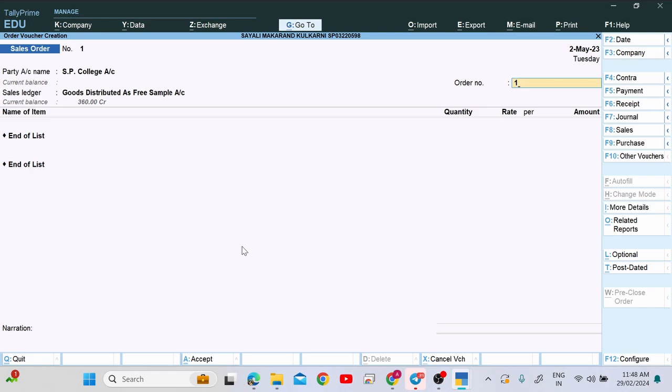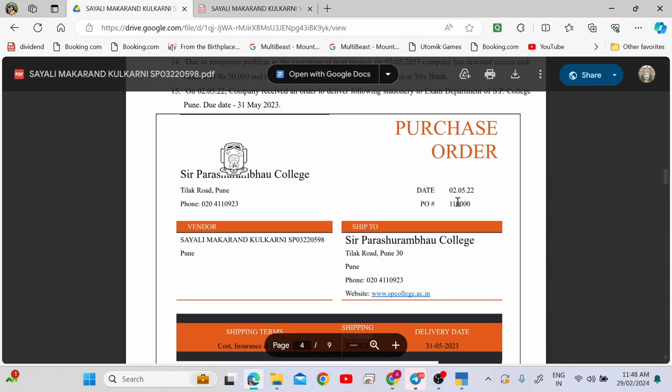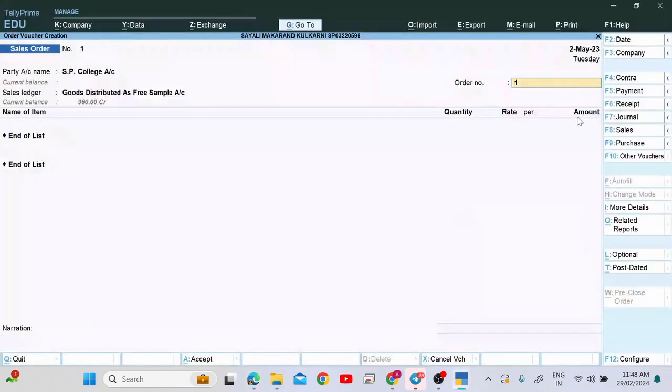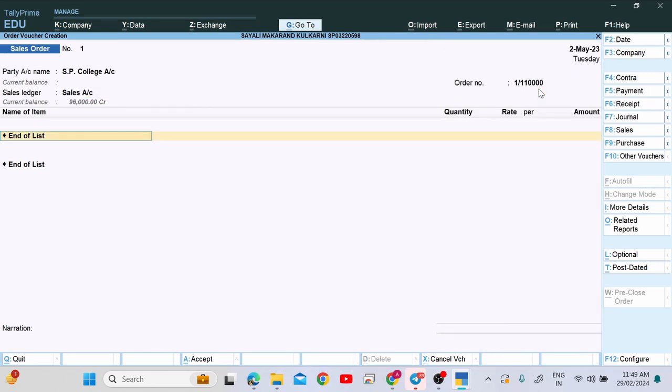So as I said, write 1 in this, add this SP College order number also, to track the order. Correct. To track the order, somewhere you should write 1 oblique 4 times 0, 1 lakh 10 something, correct na? Like this if you write, then you can track easily, correct. And then what is this? This is sales, not goods distributed.